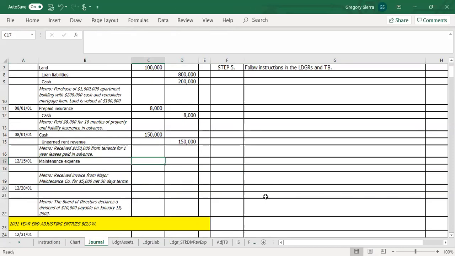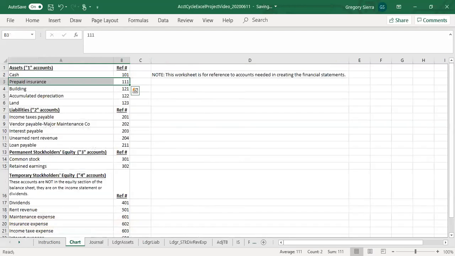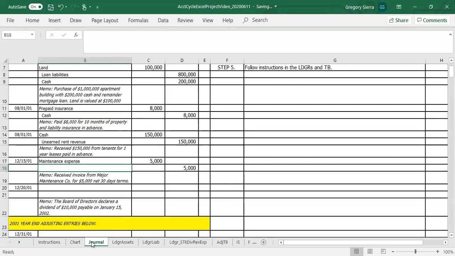So 5,000, recognizing the expense, and we owe somebody something, so it's a payable. Let's see what we have over here. I can't remember. Vendor payable. Okay, and I'll just put vendor payable for short. It would be a specific account.